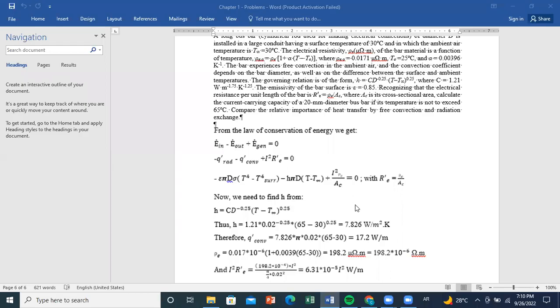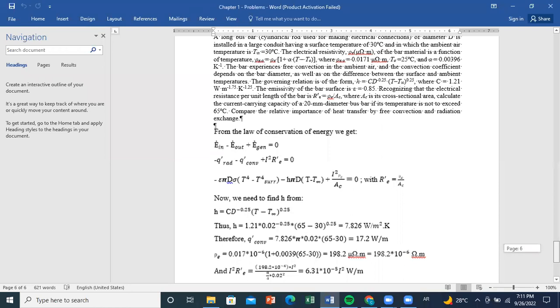Okay, so we were talking about the following problem. We said that the only unknown is the current. So we wrote the energy balance and we solved for the value of the current. And now if you want to compare the importance of heat transfer by free convection and radiation exchange, all we have to do is the following.